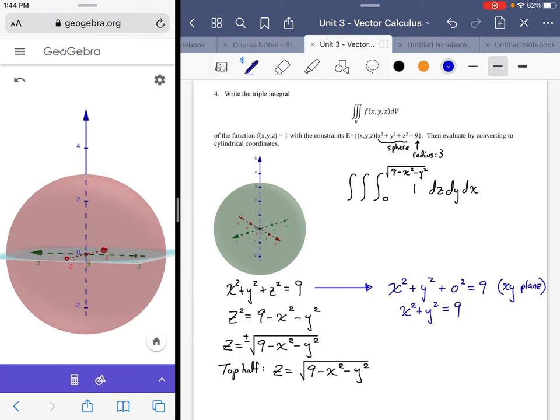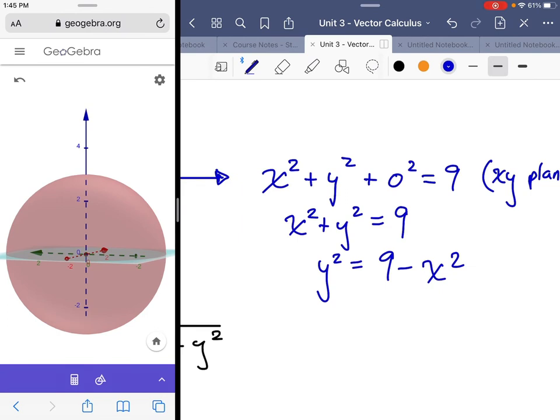So what I'm going to do here is solve that for y in terms of x. So y squared is going to be 9 minus x squared. If I solve for y, so if I take the square root of both sides, I get y equals plus or minus the square root of 9 minus x squared.